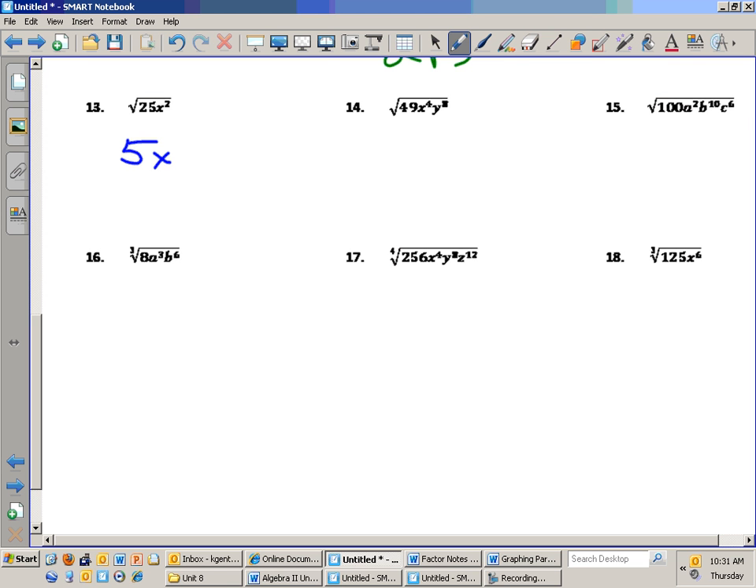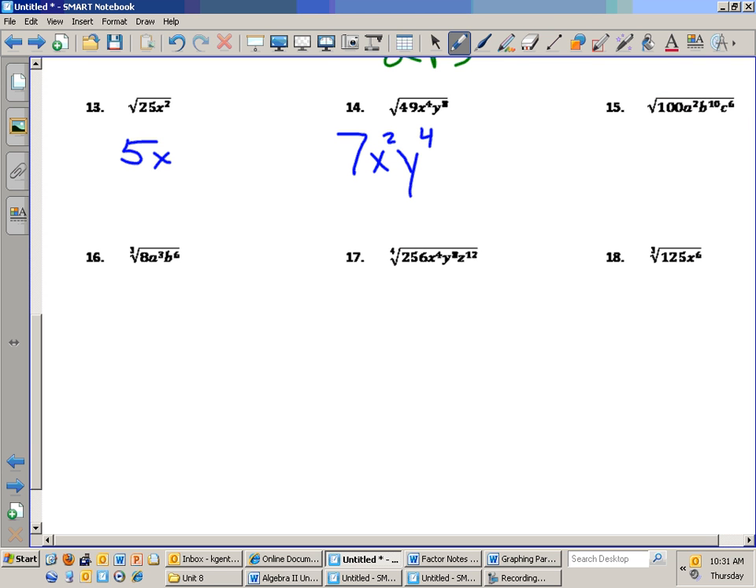Now, you got 49 x to the fourth, y to the, I can't read that, is that eighth? So what times what is 49? 7. What times what is x to the fourth? X squared. And what times what is y to the eighth? Y to the fourth. So as you look at that, what did you do with the exponents? You divided them by 2.